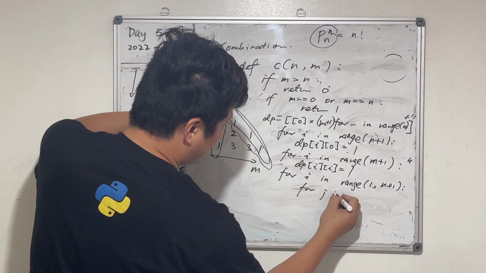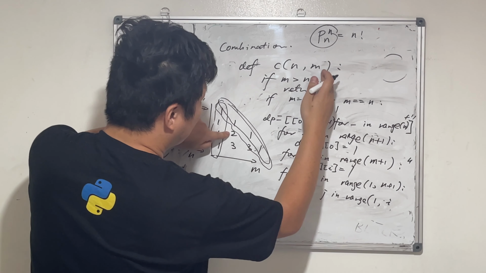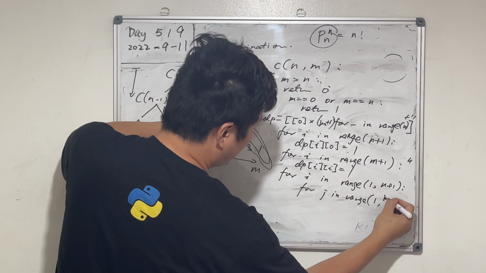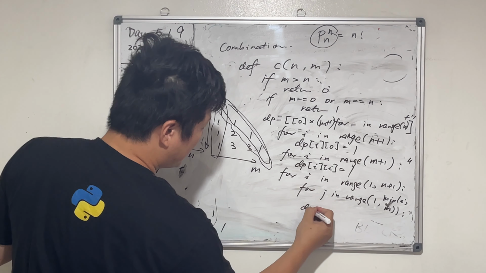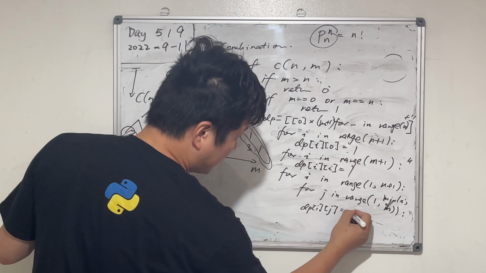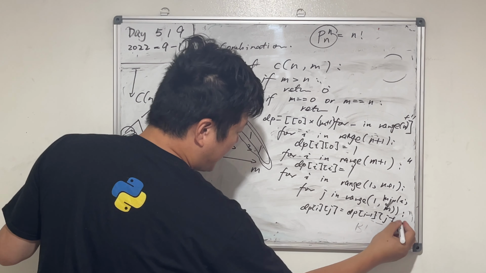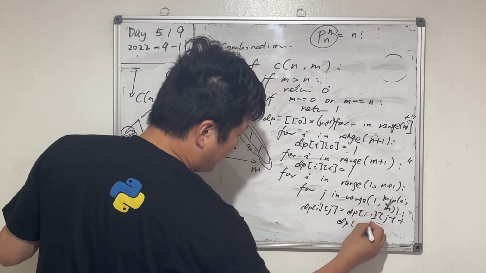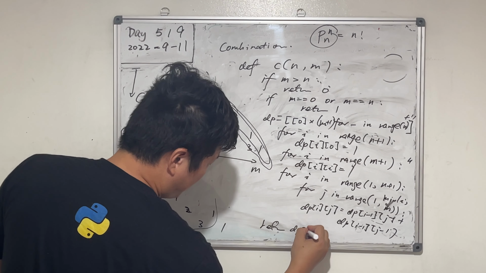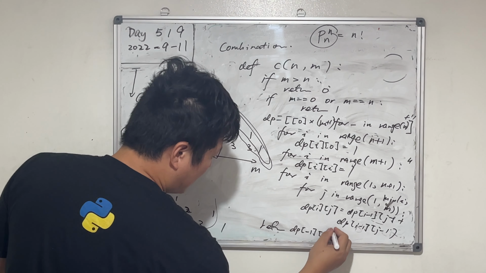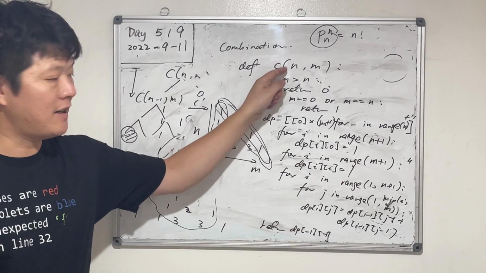For j in range second column to i, but this i could be bigger than the m, so we have to get a minimum of i and m. dp[i][j] equals dp[i-1][j] plus dp[i-1][j-1], and return dp[-1][-1]. The index minus 1 is the last value, right? So basically this is the same as dp[n][m].